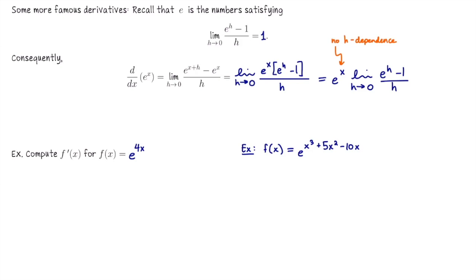and we get that this is going to be e to the x times 1, which is e to the x. So the nice conclusion here is that the derivative of y equals e to the x is just e to the x for all x.